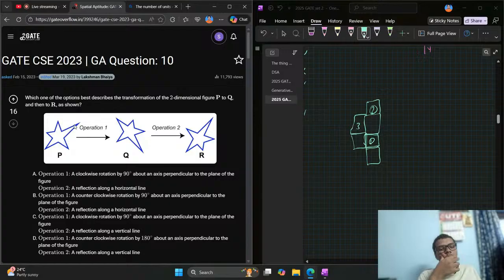So this is a long one. A clockwise rotation by 90 degrees about an axis perpendicular to the plane of the figure. That's correct.